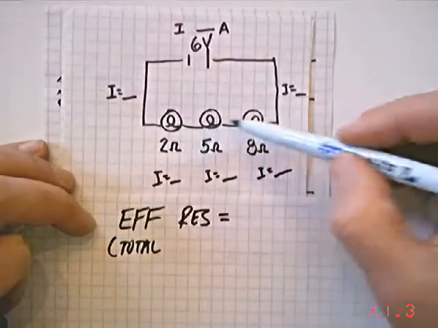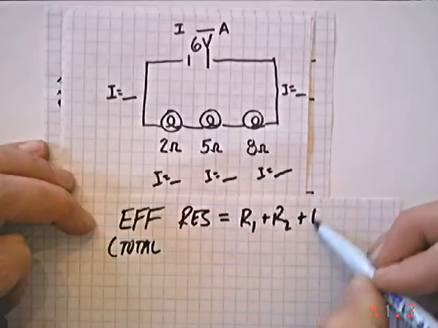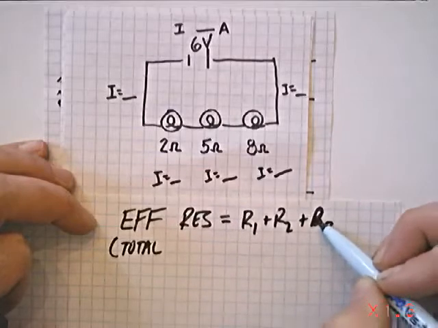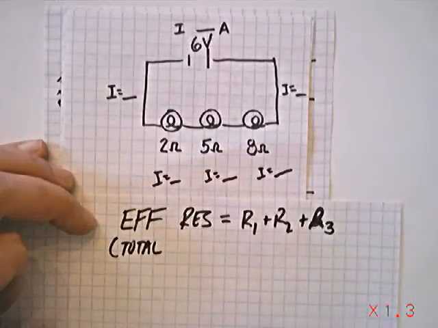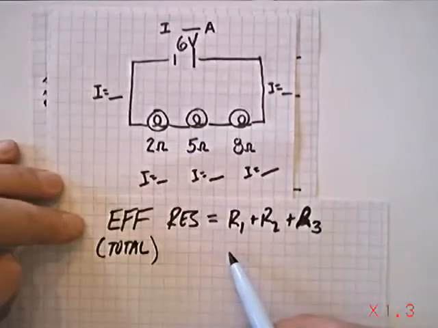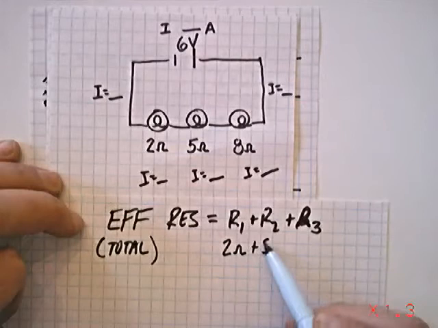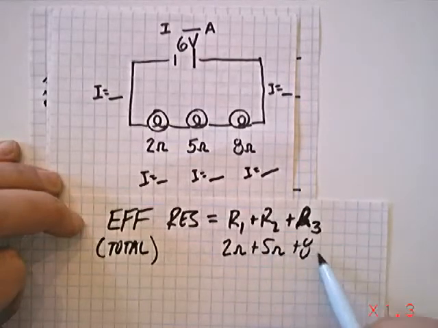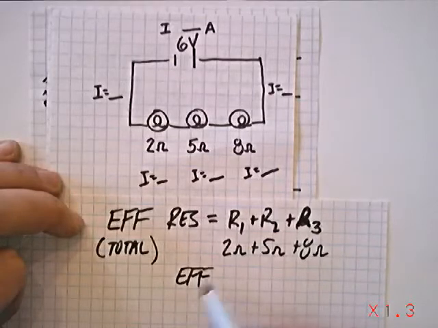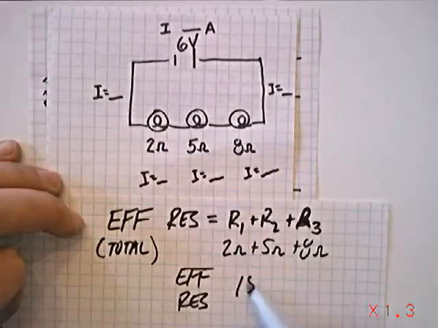You just add them up. So it's going to be the resistor 1 plus resistor 2 plus resistor 3. And if there were more resistors, we would do even more of this, okay? 4, 5, 6, as much as you want. So my total resistance in this first example, or effective resistance, would be 2 plus 5 plus 8. So the effective resistance, or total resistance, would be 15 ohms.